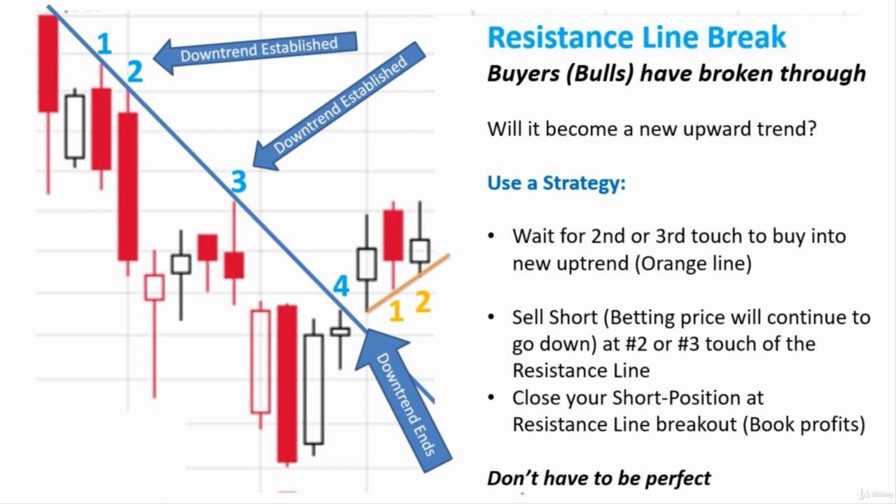So again, you don't have to be perfect with any of this. And really, for most people who aren't selling short, they're doing that first strategy of, I see it's breaking through, I'm waiting for the second or third touch to buy into a new uptrend. And if that doesn't form, then I'm still staying out. I'm still staying on the sidelines. That's okay. I'm watching for new trends or new indicators, new confirmations to come along with a resistance line break.